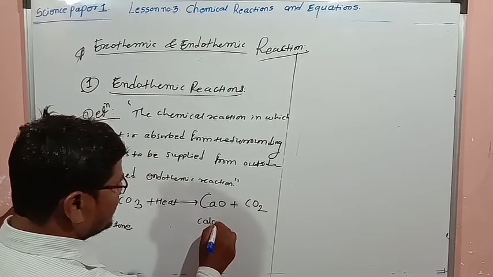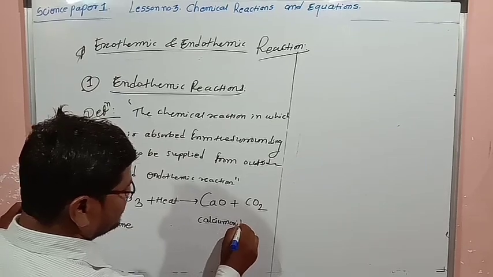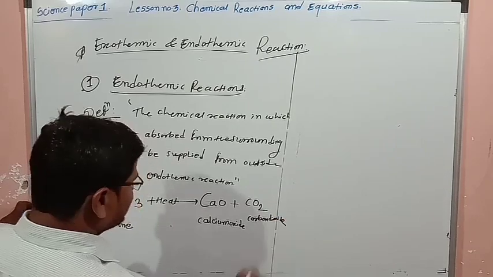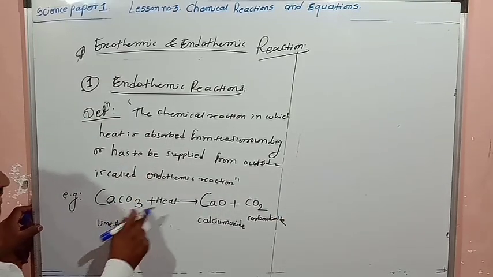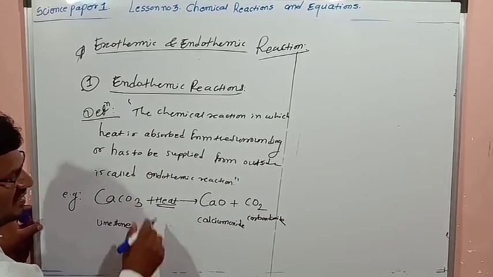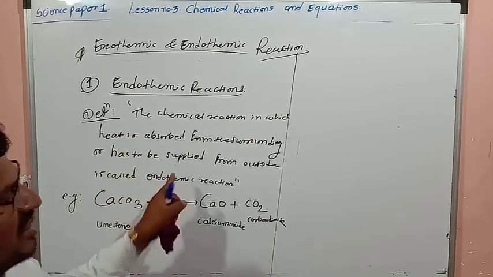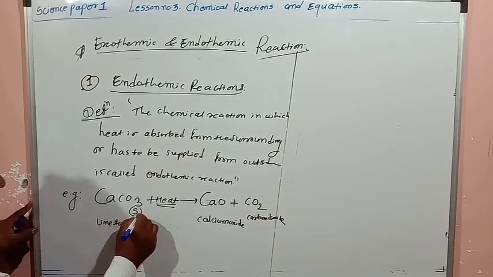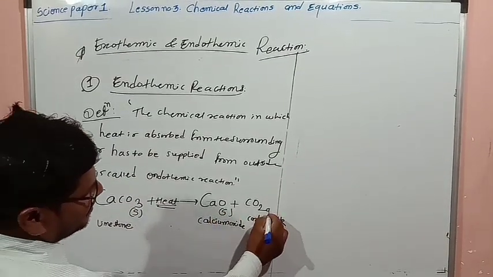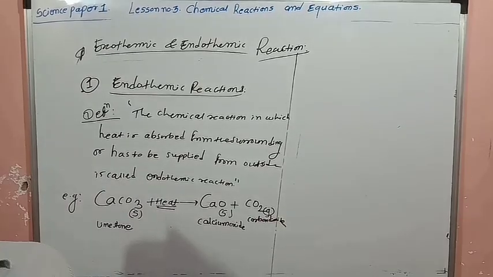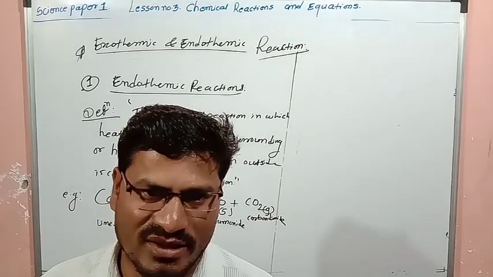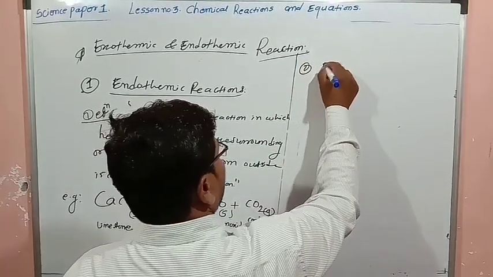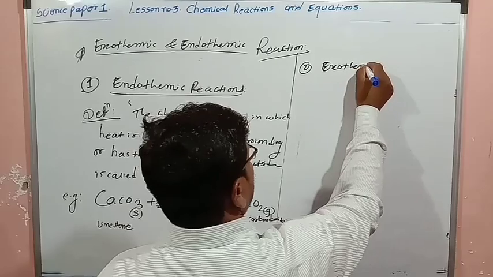CaO is calcium oxide, and this one is carbon dioxide. So in this, heat is supplied from the outside, so it is called an endothermic reaction. And you can write states. This one is solid, this one is solid, and this one is gaseous state. So this is the example of the endothermic reaction. So next term is exothermic reaction.